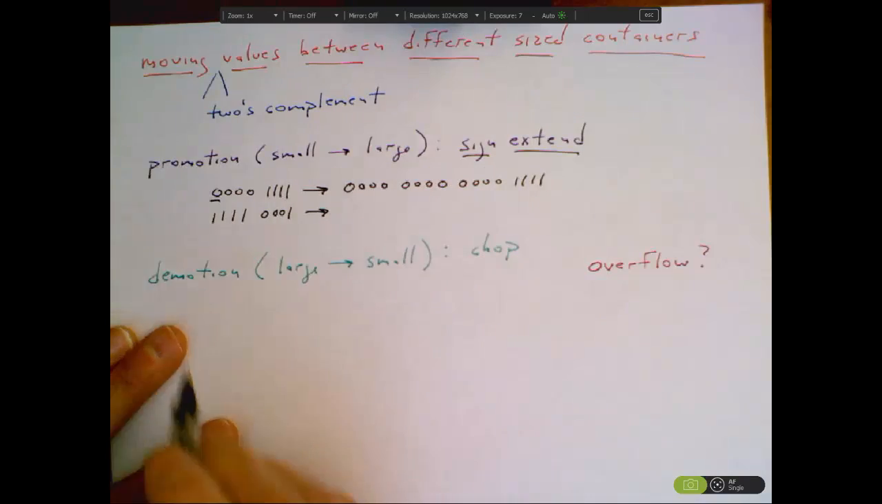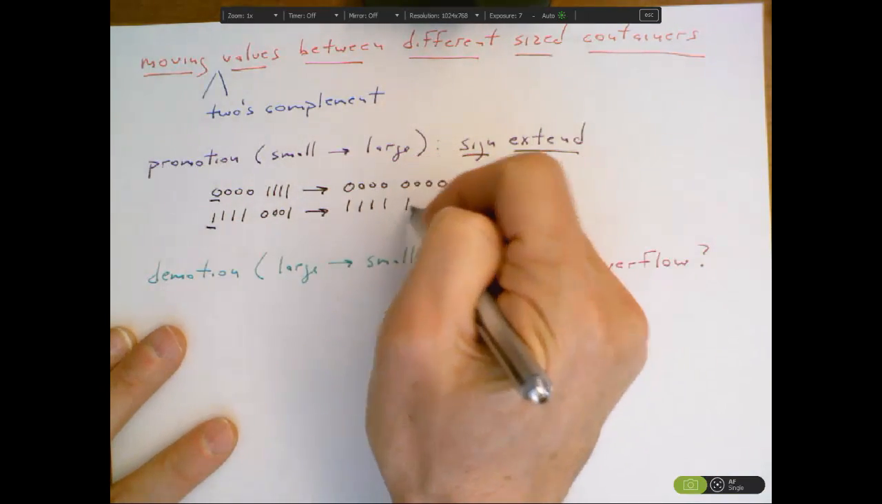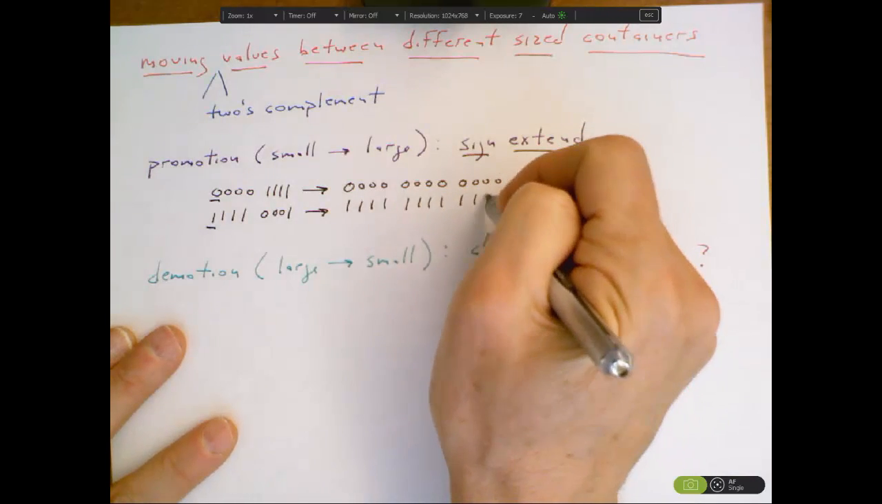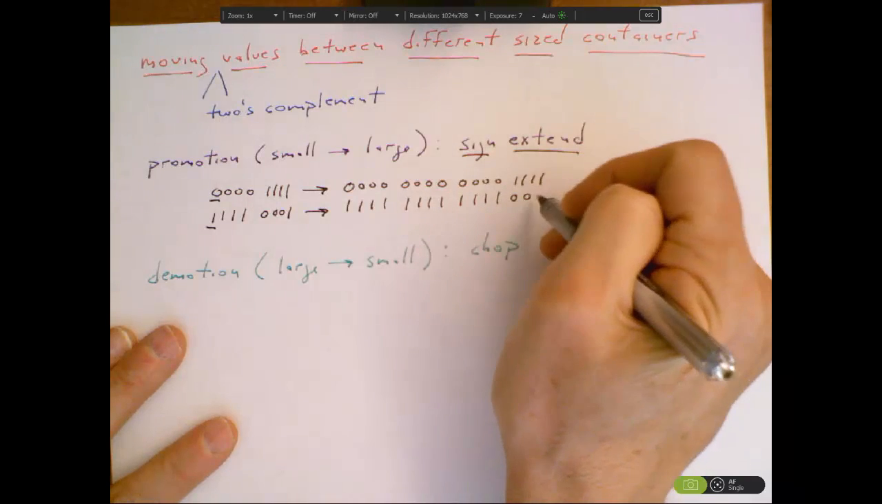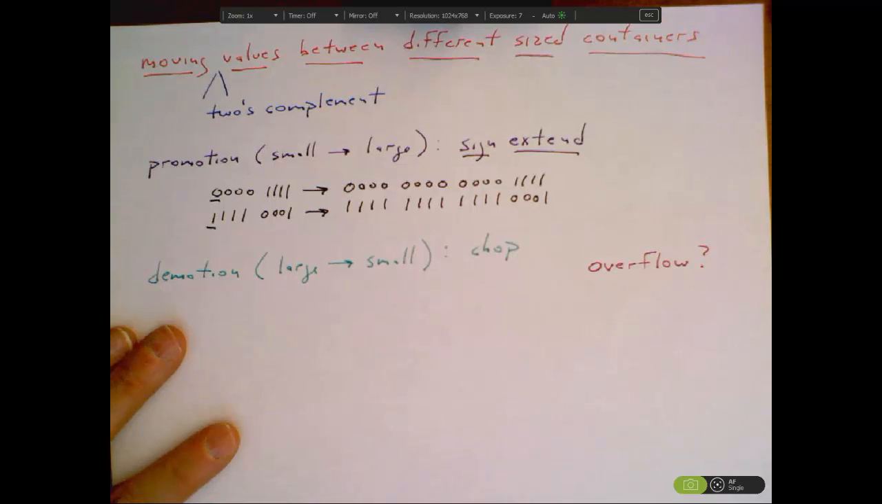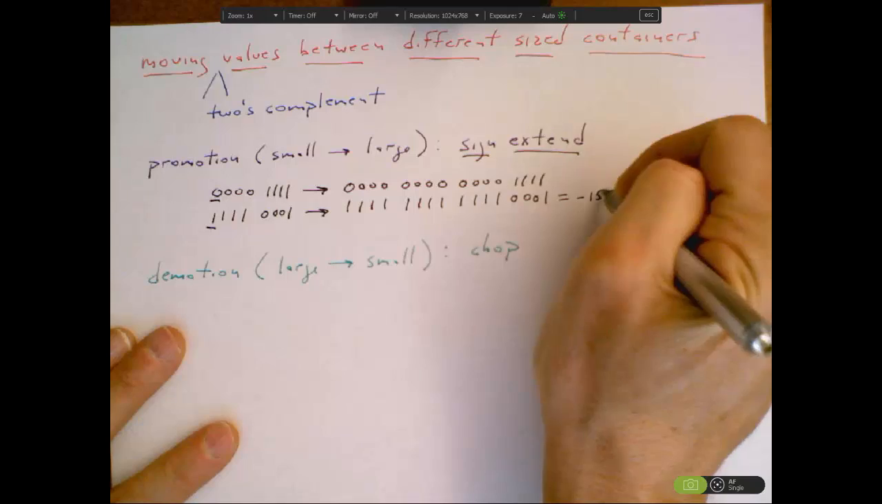Well, it's still the same. I'm going to take the sign bit and replicate it across the top. So these top 8 bits are going to have a copy of the sign bit, and the bottom 8 bits stay the same. Okay. And does that work? Well, that's minus 15, I claim.